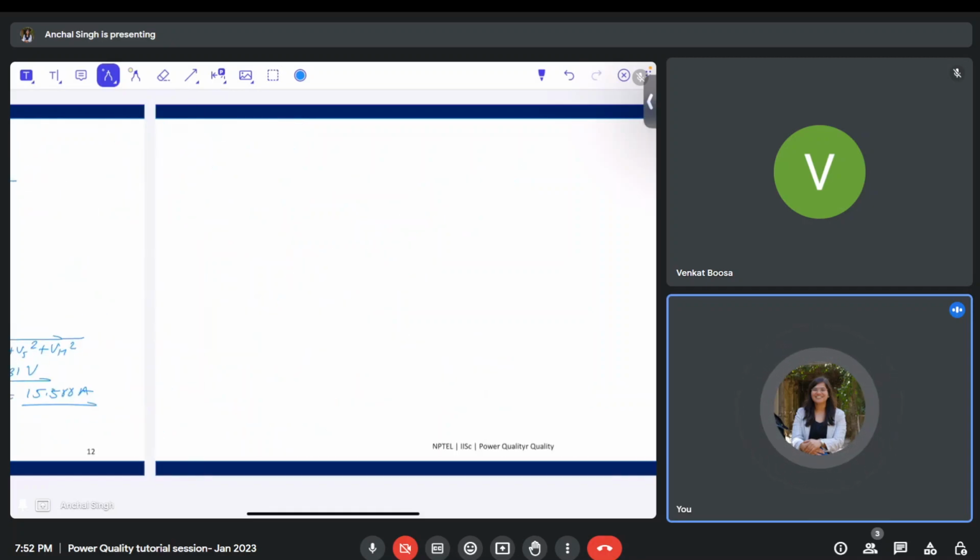Now let us calculate the value of passive shunt compensator. After series active filter, we'll calculate the value of passive shunt compensator.